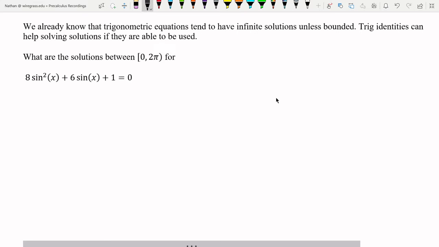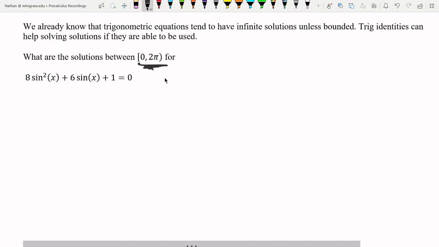So we already know that trig equations tend to have infinite solutions because of the periodic nature of trig functions. Trig identities are also helpful when working with trig equations because they can simplify the solutions. So make sure you're always considering the general solution, which is infinite in nature, and solutions that are bounded. In this case, we have a bound between 0 and 2 pi, and we're looking at this trig equation here.